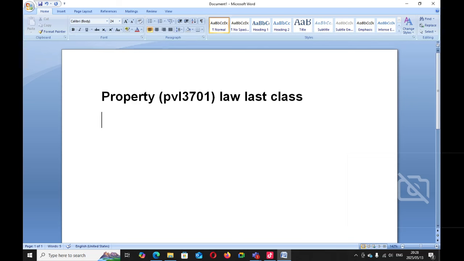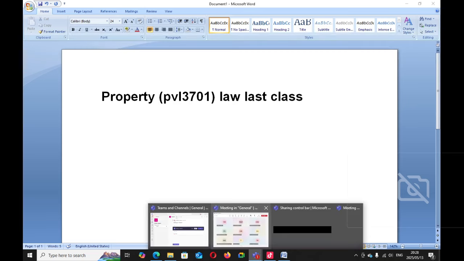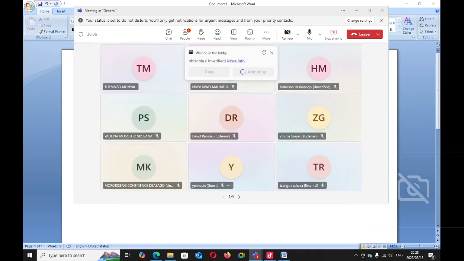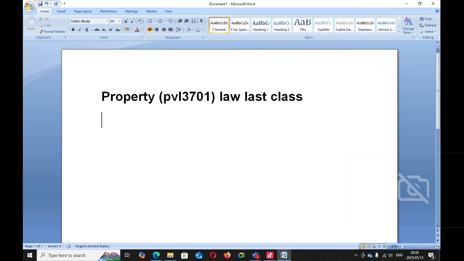So I told you, and I repeat to you, that property law is about the transfer of a right. That's number one. How the right is being transferred. That is the property. How do you transfer the right? So they try to regulate the transfer of a right.